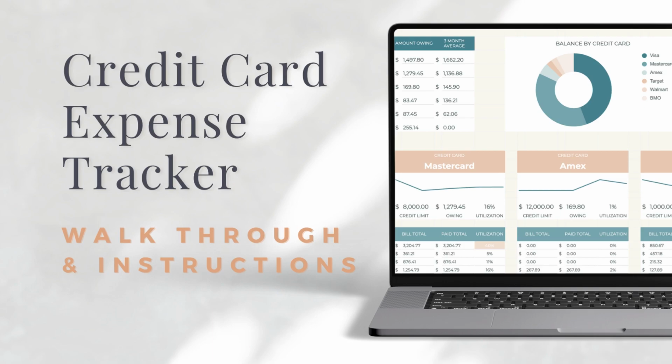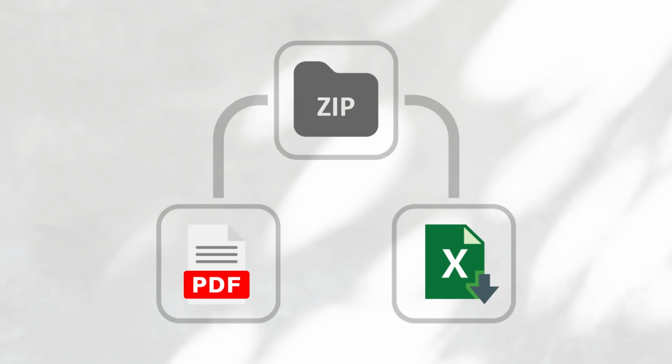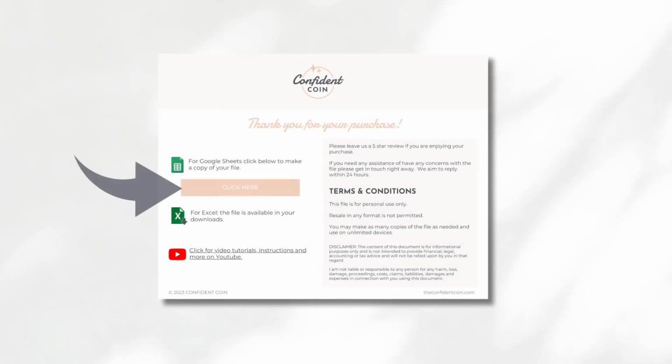We are going over the credit card expense tracker. When you purchase the file, you will download a zipped folder with a PDF and an Excel file. This is the PDF. Click here for Google Sheets. If you are using Excel, the Excel file will be located in the folder that you downloaded and unzipped.